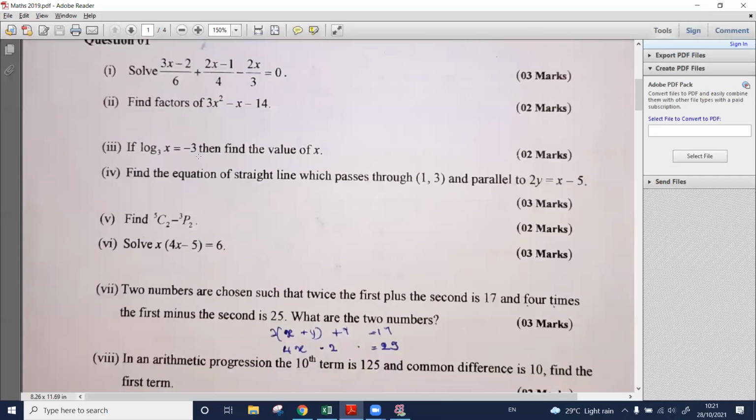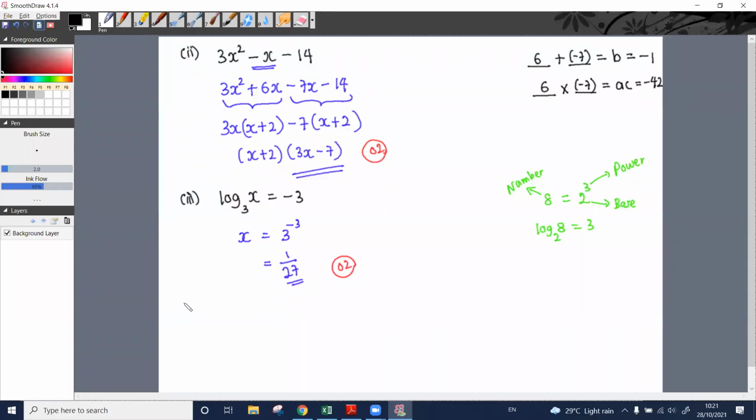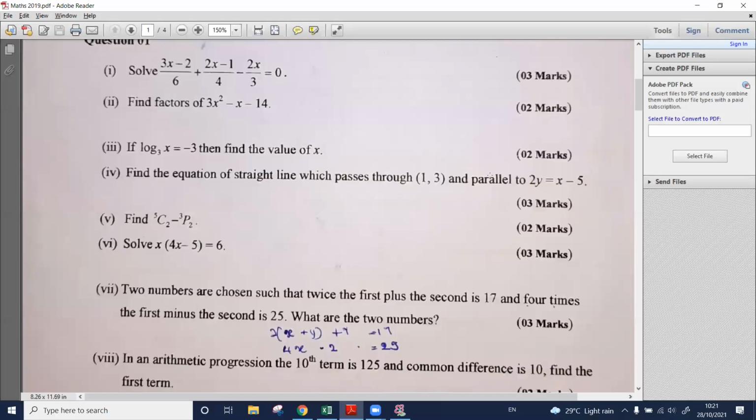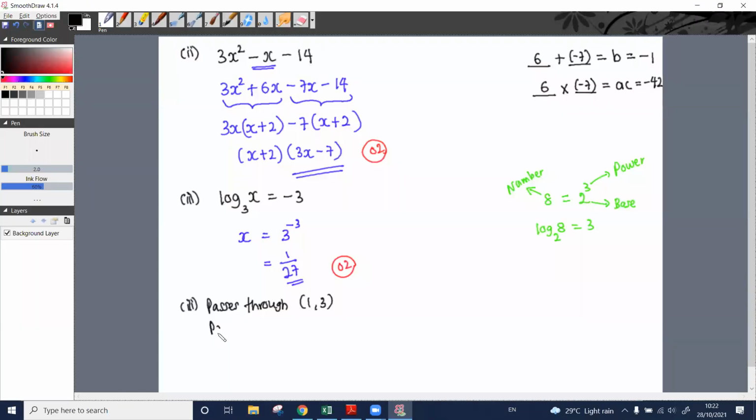Part 4. Find the equation of the straight line which passes through 1, 3 and is parallel to 2y equals x minus 5.